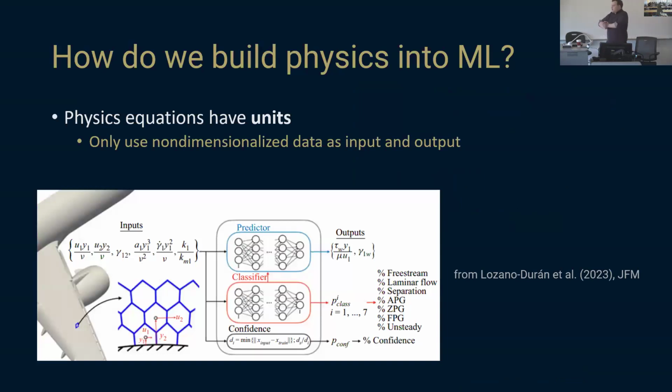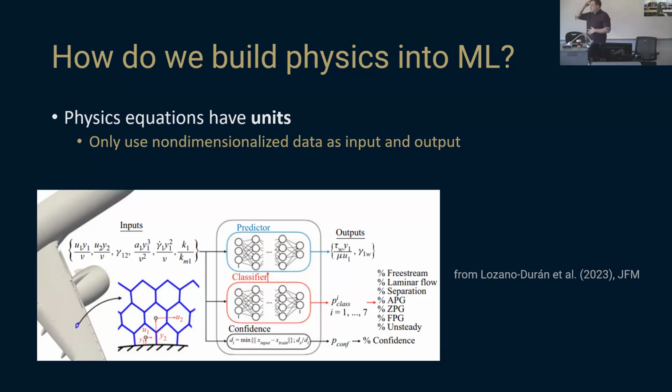Okay, so now that we've discussed what physical considerations I think are very pervasive and should go into your data-driven applications, let's talk about how to actually use those considerations. So physics equations have units, right? The measurements we have are unit-full quantities. And so if you're building a neural network, I would say only use non-dimensional data as input and output. This will automatically satisfy the Buckingham-Pi theorem.